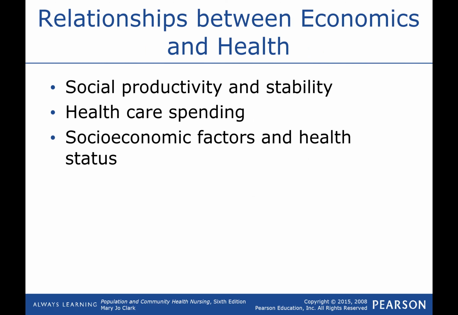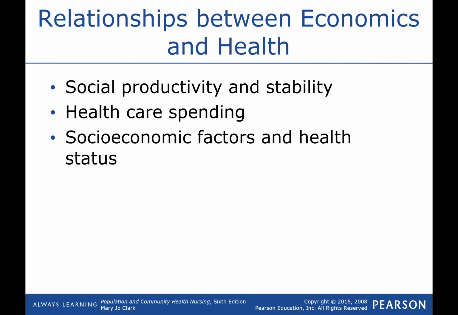So, relationships and economics: social productivity and stability, healthcare spending, socioeconomic factors, and health status. First, social productivity and stability. As we noted earlier, we often think of the effects of economic factors on health status. What we tend to forget, however, is that health also affects the nation's economic welfare. A healthy population is more productive than an unhealthy one, being better able to learn and use education effectively to increase society's overall productivity. When people are unable to work due to health deficiencies, society loses their productive capabilities.